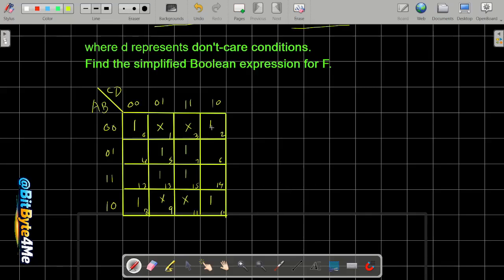First of all we want to make a combination of 16, which is not possible. We don't have 16. So we will try to make, we can use the don't care values if we need them, otherwise we can leave them. Here if we want a combination of an octet, a combination of 8, we can use these don't care conditions to make the octet.